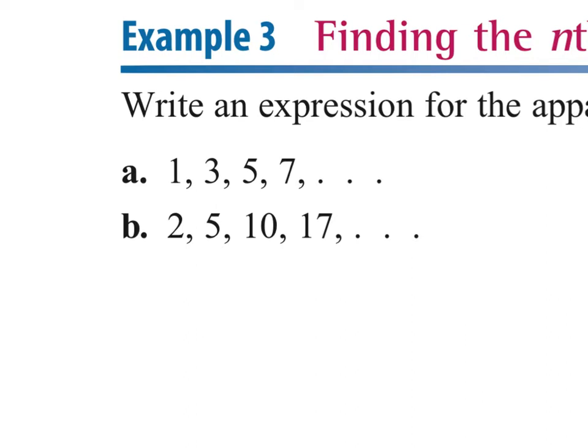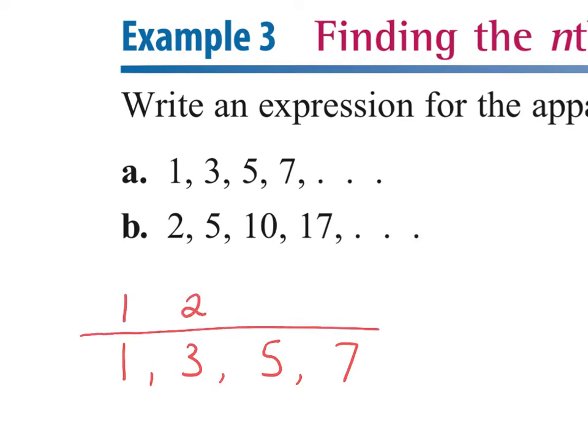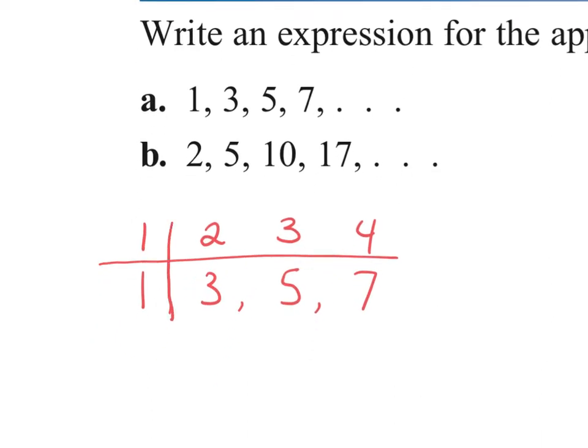And again, I'm going to give you different formulas to write the rules and stuff like that. But let's look at this first one. I have 1, 3, 5, 7, and it keeps going, right? All right, so would you guys agree with me? I just want you to look at this like this. This is the first term. This is the second term. This is the third term. This is the fourth term. Yes? All right, so I just made a little XY chart. It just happens to be horizontal.